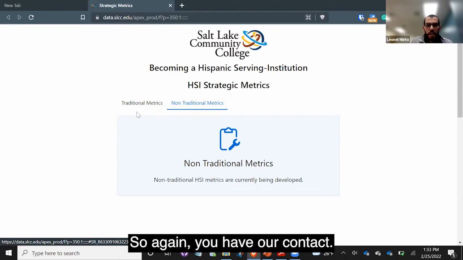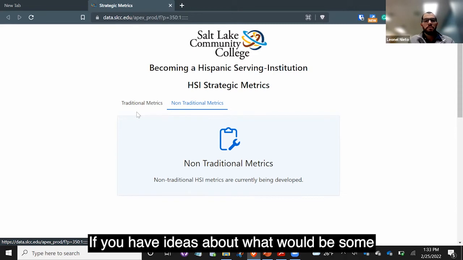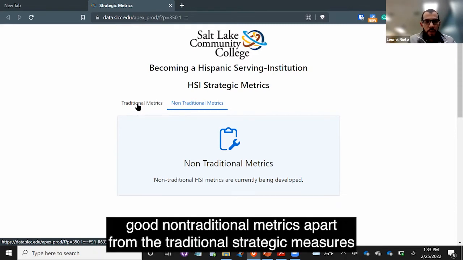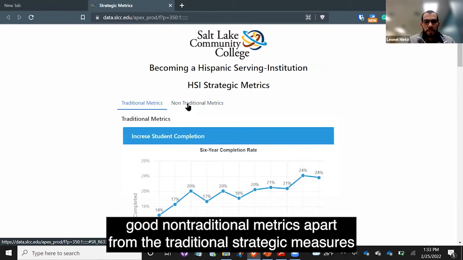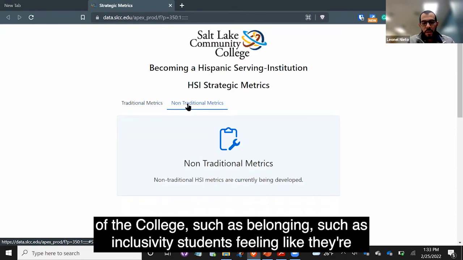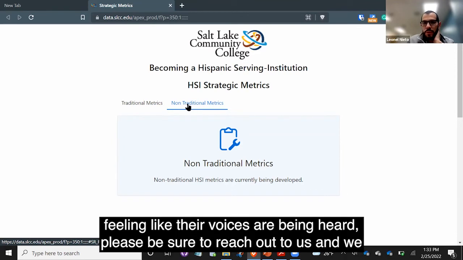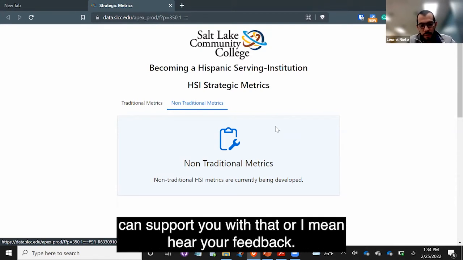So again, you have our contact if you have ideas about what would be some good non-traditional metrics apart from the traditional strategic metrics of the college, such as belonging, such as inclusivity, students feeling like their voices are being heard. Please be sure to reach out to us and we can support you with that.